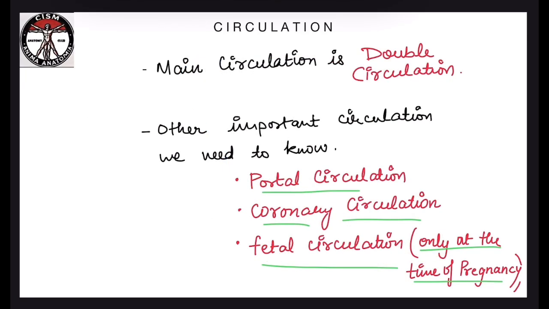So guys, now we will talk about the circulation. The main circulation is the double circulation, which contains the pulmonary circulation and the systemic circulation. The pulmonary circulation is also known as the short circulation, whereas the systemic circulation is also known as the long circulation. The other important circulations which we need to know are the portal circulation, the coronary circulation, and the fetal circulation. The fetal circulation is only at the time of pregnancy between the fetus and the mother. This circulation is done through the placenta.